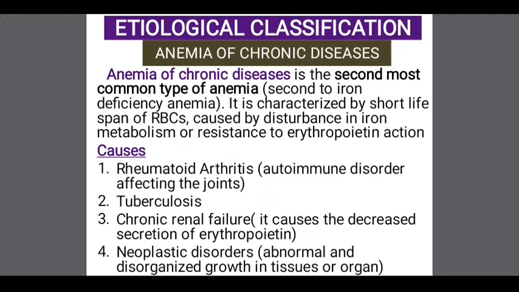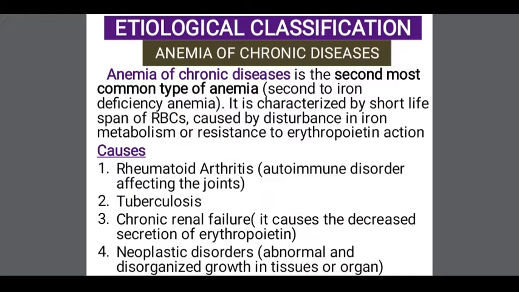So let's look at the third under the etiological classification. That's anemia of chronic diseases. So from the name, it is caused by chronic diseases. Okay, so anemia of chronic diseases is the second most common type of anemia, second to iron deficiency. We said that iron deficiency anemia is the most common. It is characterized by the short lifespan of red blood cells caused by disturbance in iron metabolism or resistance to erythropoietin action.